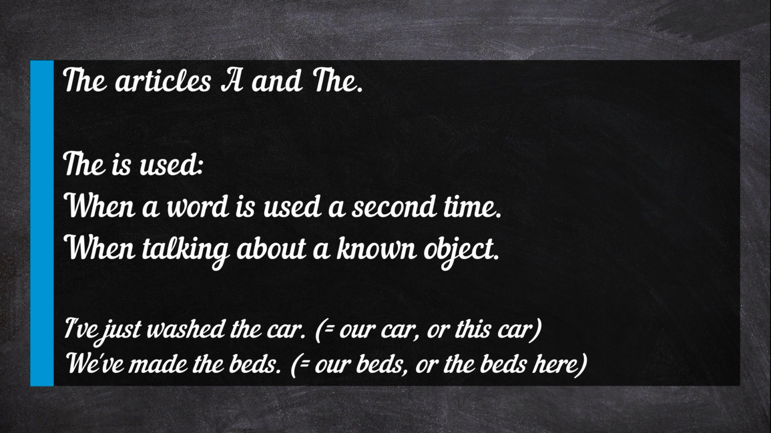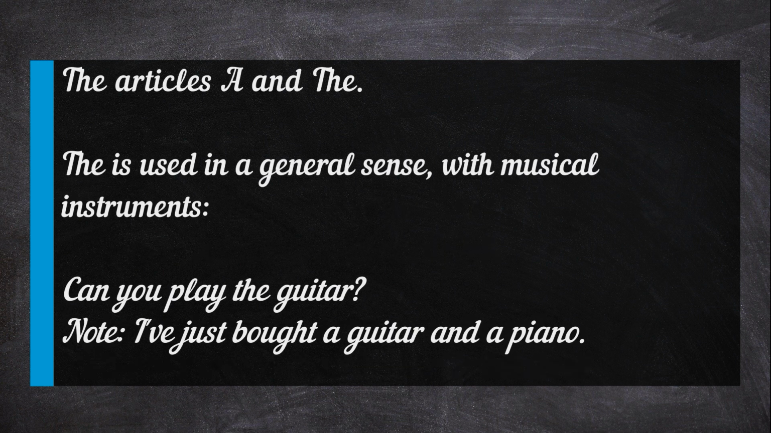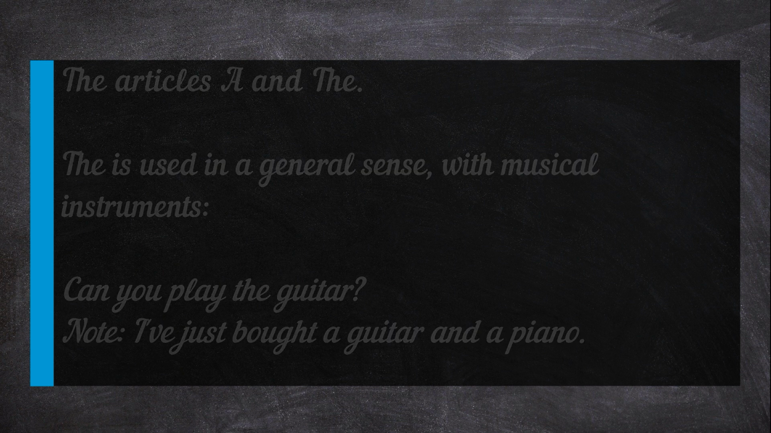The is used when the word is used a second time, when talking about a known object. I've just washed the car. We've made the beds. The is used in a general sense, with musical instruments. Can you play the guitar? I've just bought a guitar and a piano.